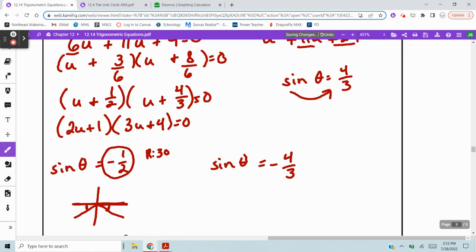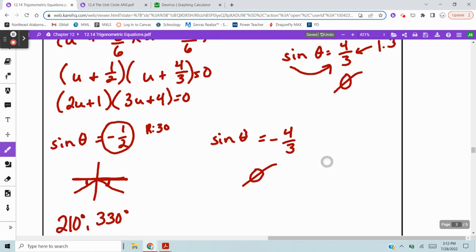And as I type that into my calculator, I notice, and I wasn't thinking, I notice an error. The reason for that error is 4/3 is 1.3 repeating. And just a quick reminder that sine cannot be bigger than 1. It cannot be smaller than negative 1. This would have no solution. So where is sine equal to negative 4/3? Nowhere, because it can't be smaller than negative 1.